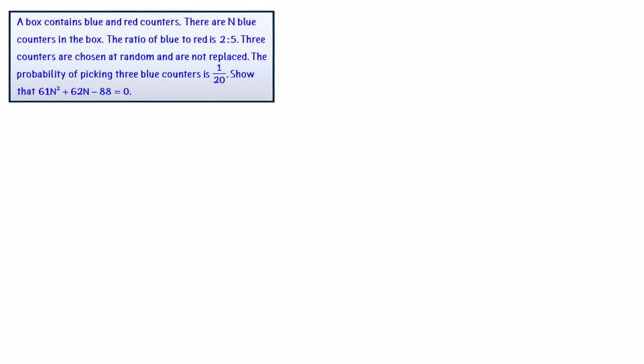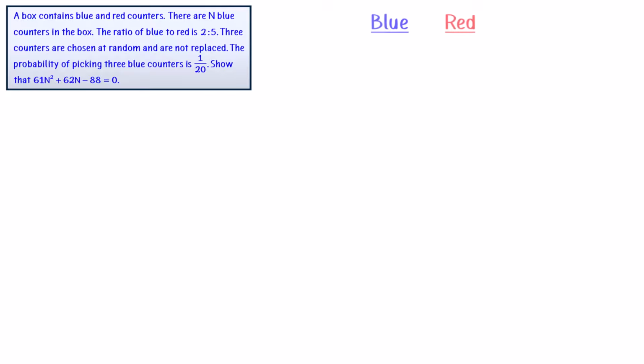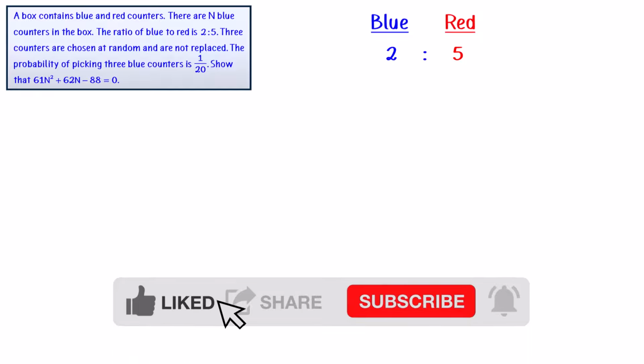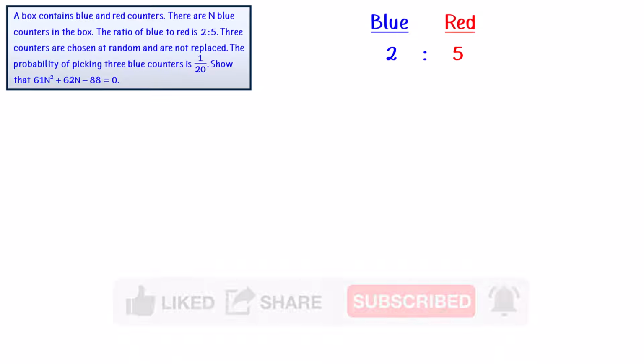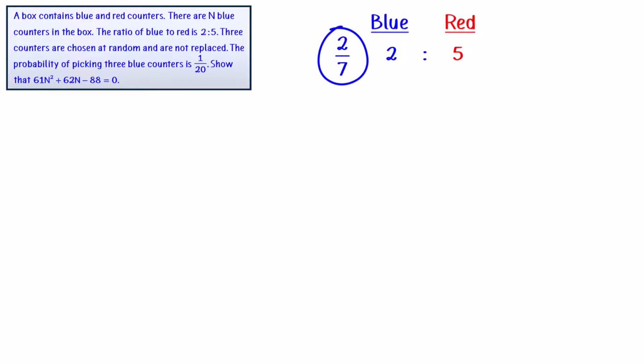So first, write out the ratio of blue to red counters, which is 2 to 5. Then, express this ratio in fraction form. To do this, note that there are 7 parts in total, of which 2 parts are blue. So the fraction of blue counters is 2/7, and the fraction that are red is 5/7.